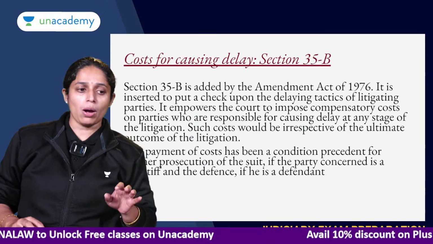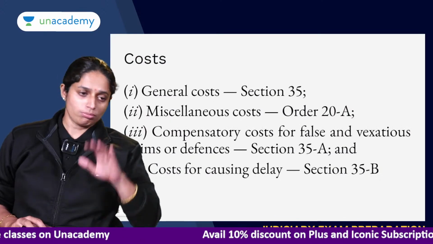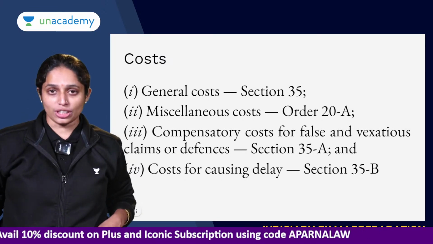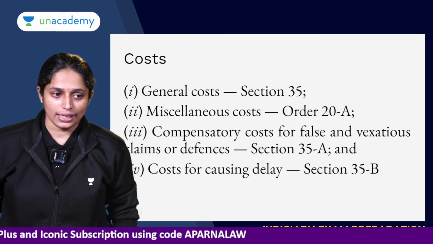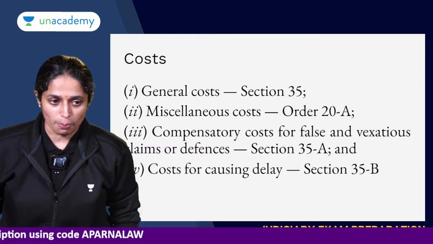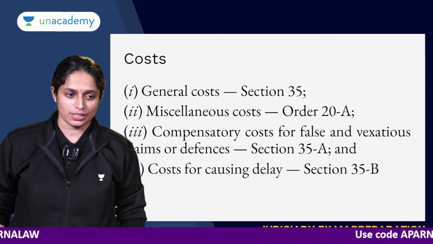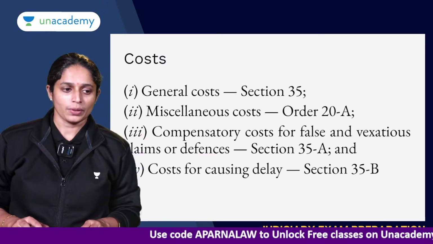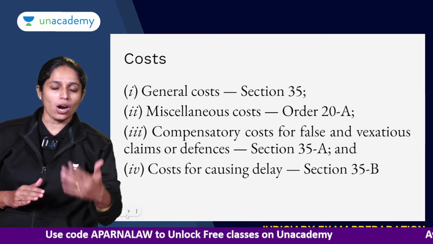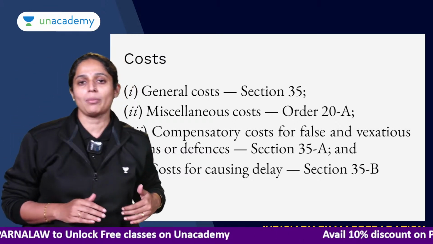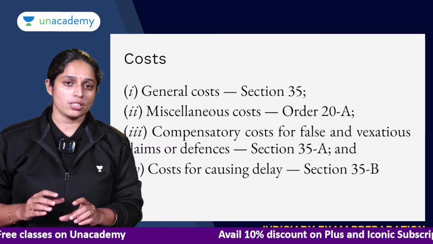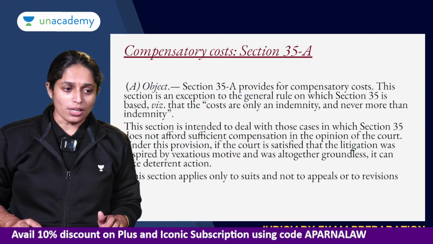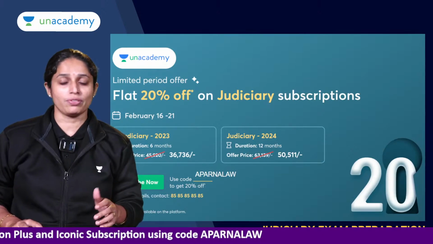Yes. So, this was all about our costs. Generally, if we have to see the overview, we have 4 types of costs: general cost under section 35, miscellaneous cost under order 20A, then section 35A which speaks regarding compensatory cost for false and vexatious claims or defenses, and section 35B which is for cost for causing delay. Okay. I hope whatever I taught in this period, I am able to convey the meaning of the costs and other related concepts.